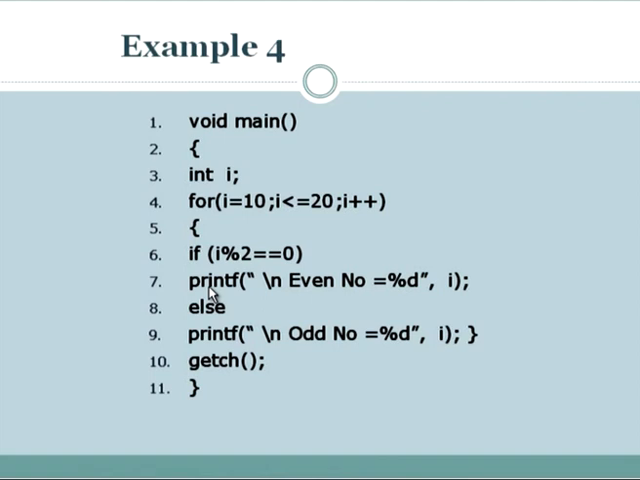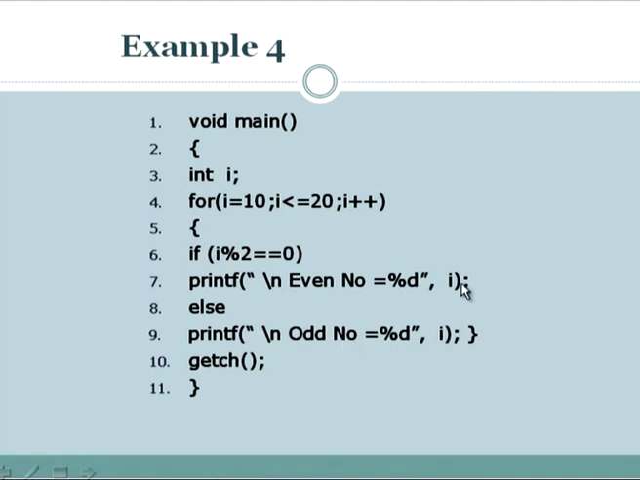Else block will not be executed as if block has been executed. Then loop body will be repeated, the value of I will be increased by 1, new value of the loop counter I will become 11. 11 is less than equals to 20, yes, condition is true. Then inside the body of loop, the statement at line number 6, if 11 modulus 2 equals to 0, this condition will turn out false, as 11 is not divisible by 2, thus the else block will be executed and the message odd number 11 will be displayed.